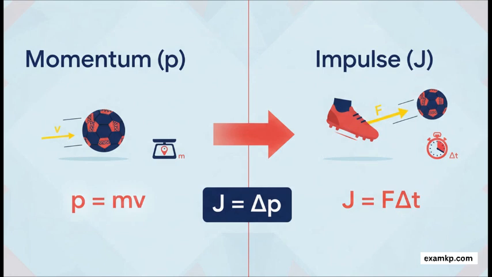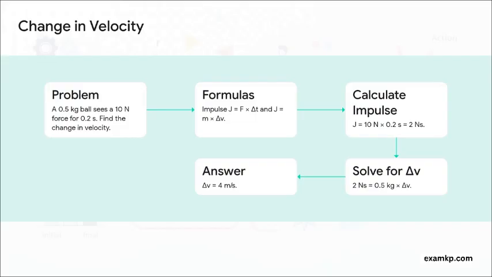That link is everything. Okay, let's put this into practice right away. We have a 0.5 kilogram ball and it gets hit by a 10 Newton force for just 0.2 seconds. We need to find its change in velocity. So what's our first step?